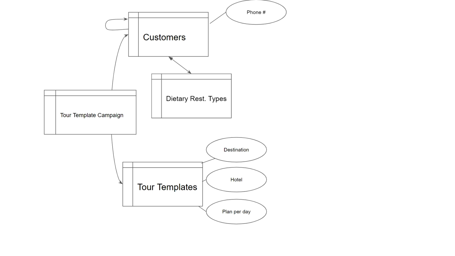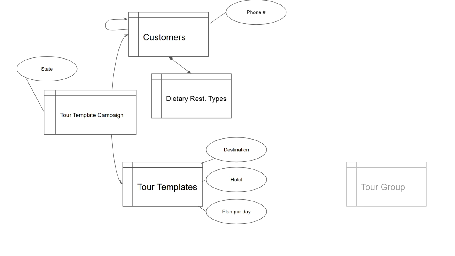A tour template campaign record can be in several states, like sent, rejected, or a state name to assign, meaning that the customer wants to take the tour described by the template and now awaits to be assigned to a specific group traveling on a specific date.